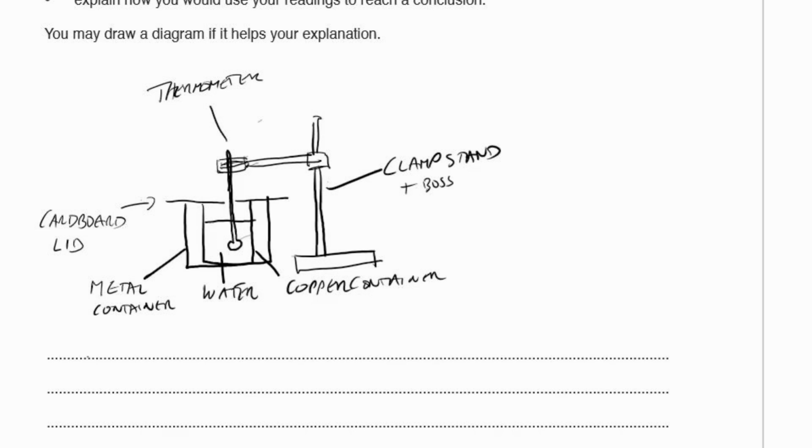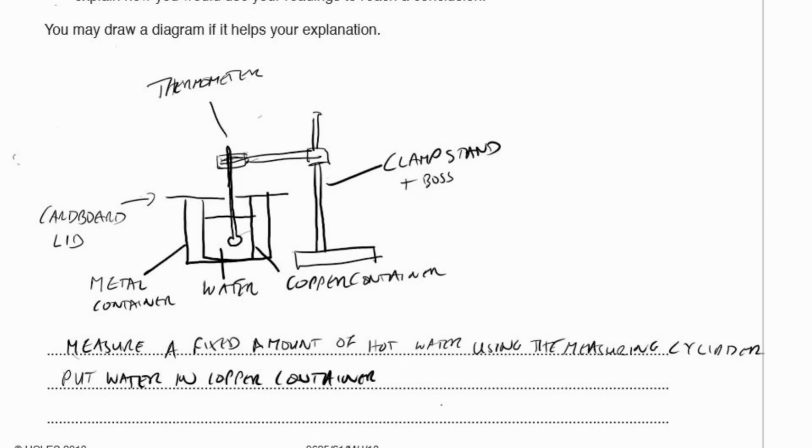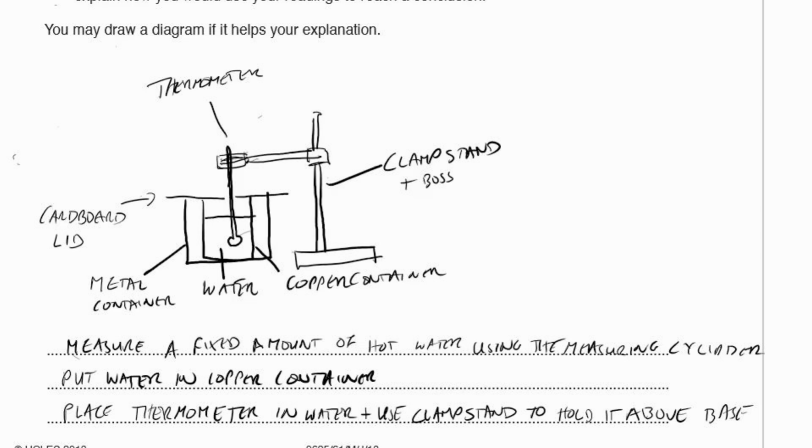Okay, so key points, what we're going to do? Well, we're going to need to be adding a fixed amount of water every time and placing that inside a copper container. It's a good idea if we do one that doesn't have the metal container as a control, so that'd be the one that we start with. Alright, measure a fixed amount of hot water using the measuring cylinder. Put the water into the copper container, then you want to place the thermometer into the water and use the clamp stand to hold it above the base.